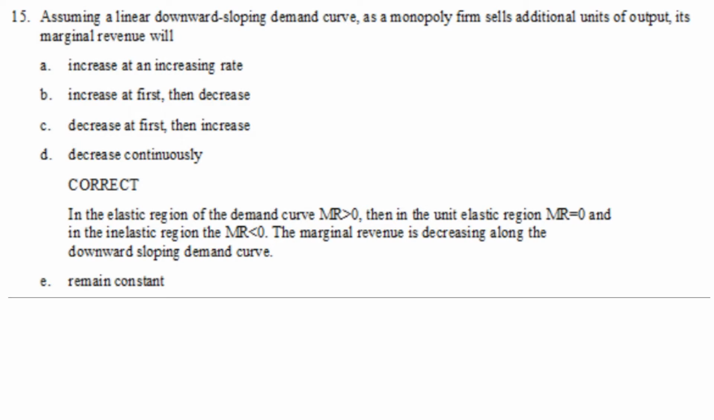Number 15. Assuming a linear downward sloping demand curve, as a monopoly firm sells additional units of output, its marginal revenue will, the correct answer is D, decrease continuously. In the elastic region of the demand curve, marginal revenue is greater than zero. Then in the unit elastic region, marginal revenue is equal to zero. And in the inelastic region, the marginal revenue is smaller than zero. The marginal revenue is decreasing along the downward sloping demand curve.